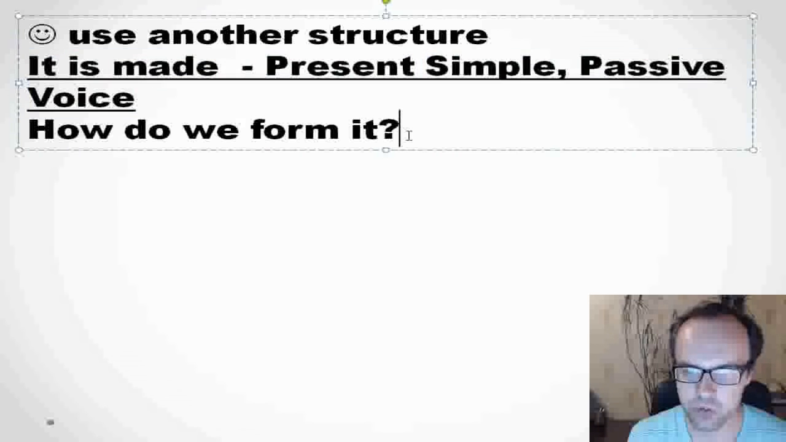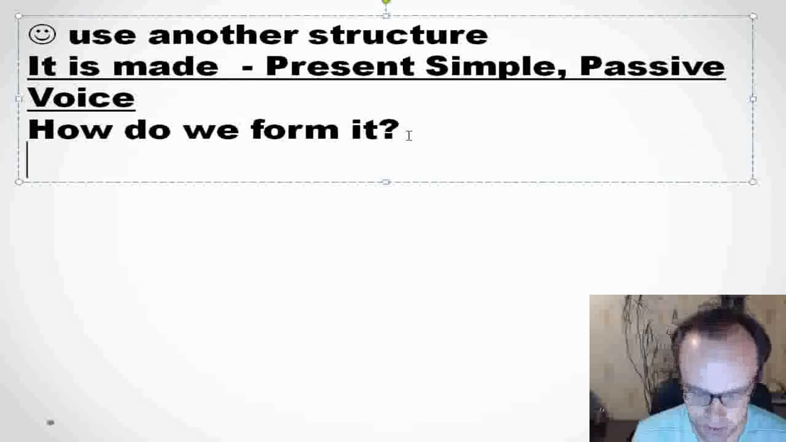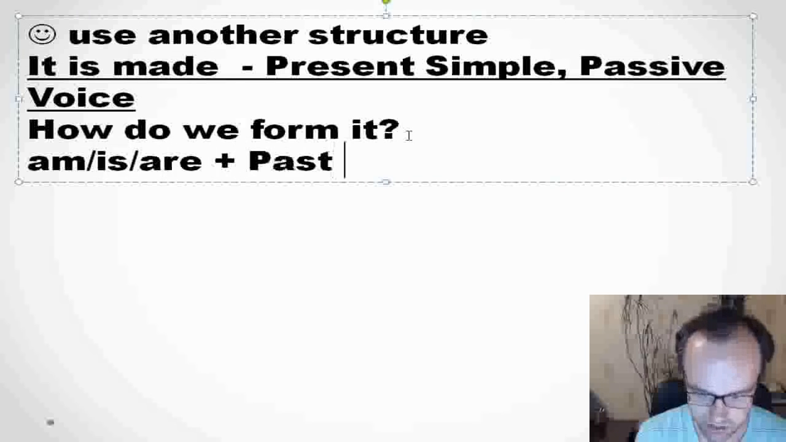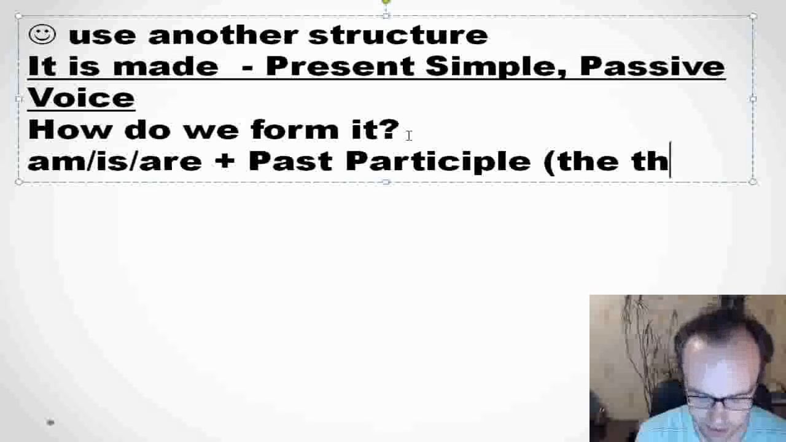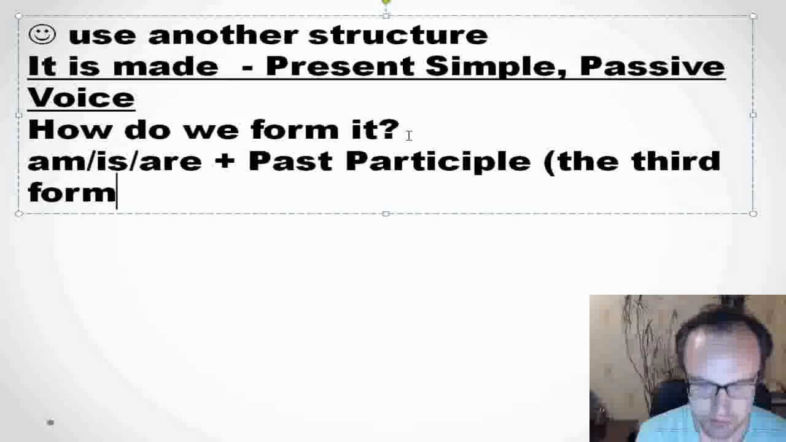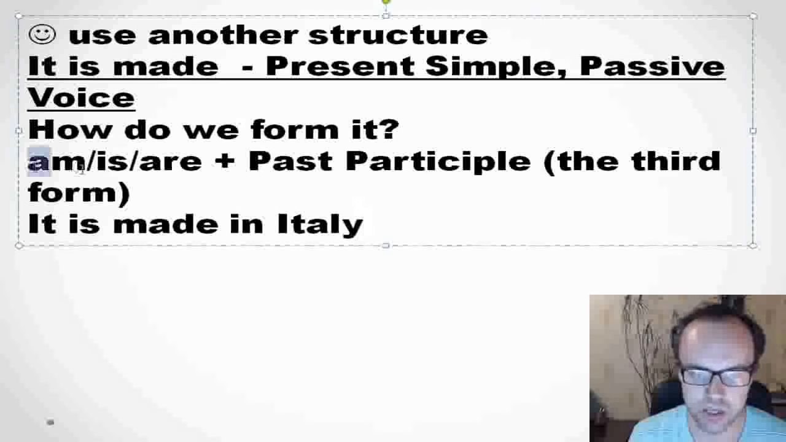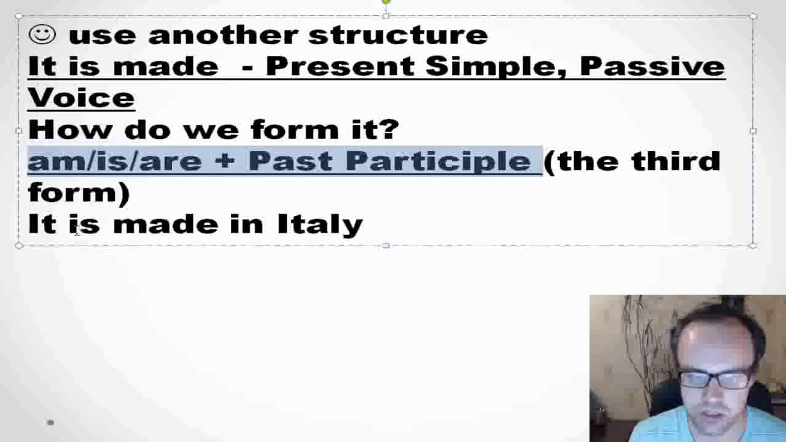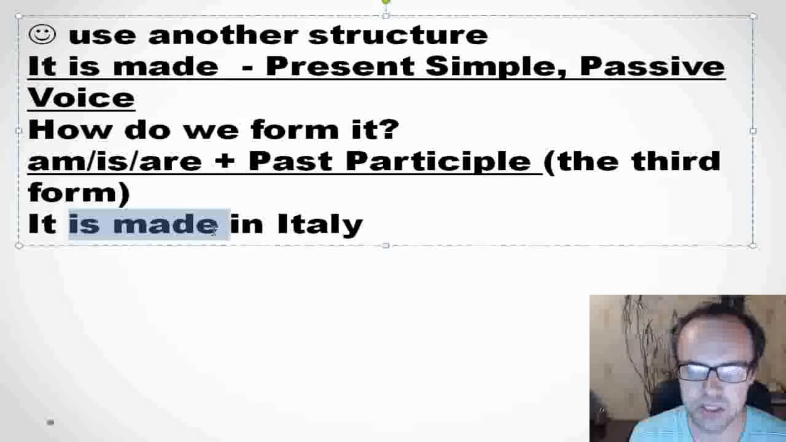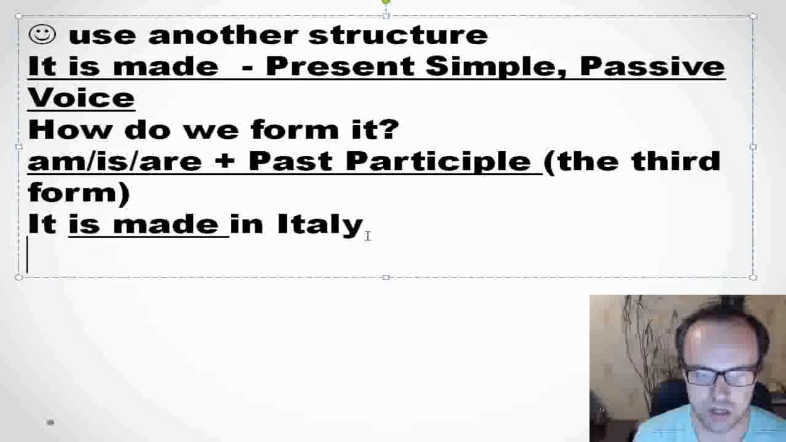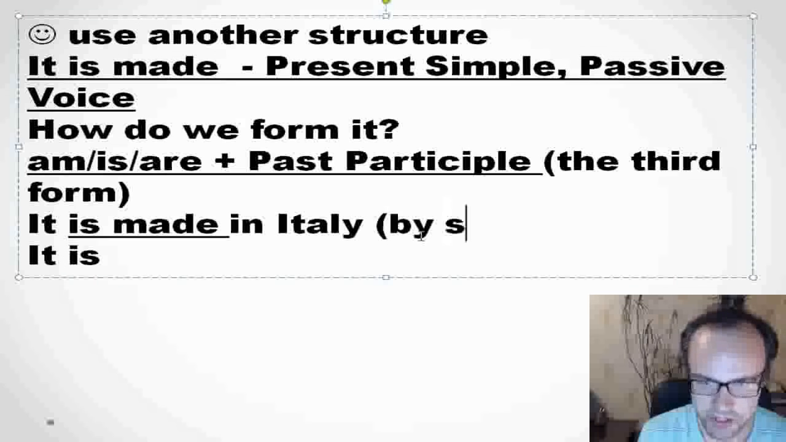How do we form it? Okay, so it's easy. Am, is or are plus past participle, or plus the third form. Look, it is made in Italy. So you see is, and the third form made. Okay, next. So it means it is made in Italy by someone.